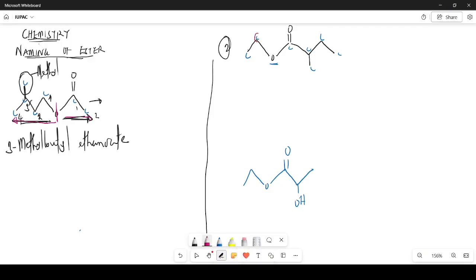So now for us to name this one, it's quite simple, right? What are you going to do? This one has carbon 1, carbon 2. So how many carbons do we have at the side chain? It's just 2 carbons. So what are you going to call it? You call it ethyl. Why is it ethyl? Because it has just 2 carbons.